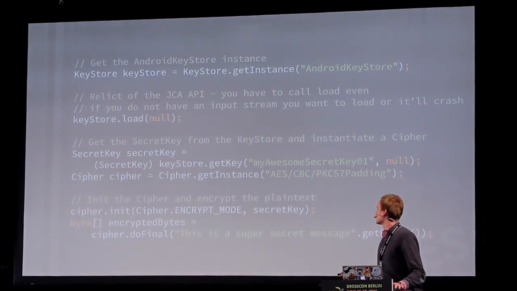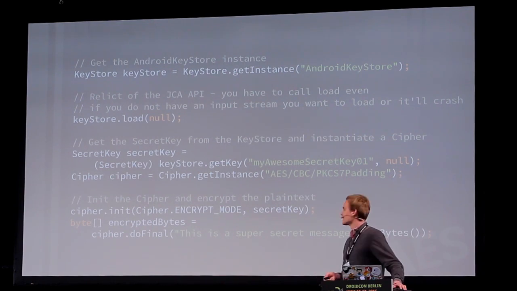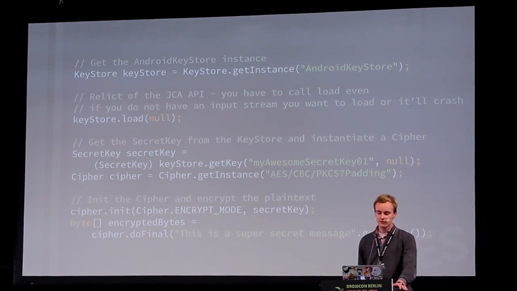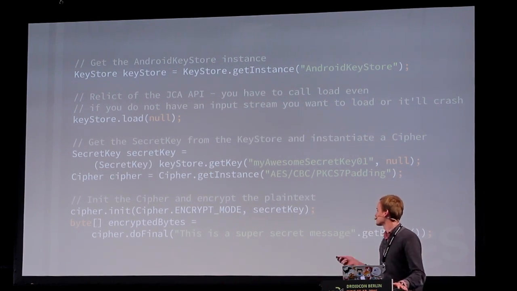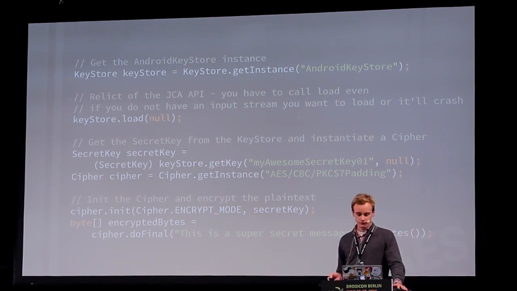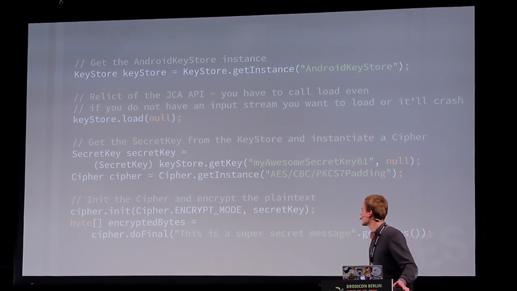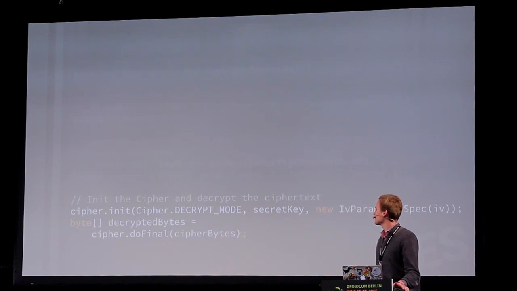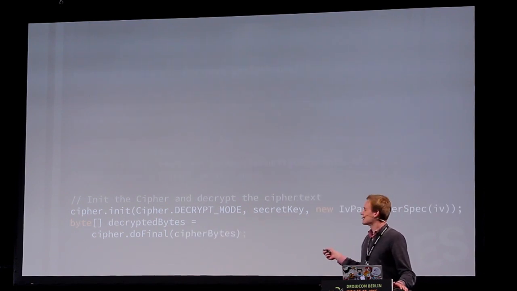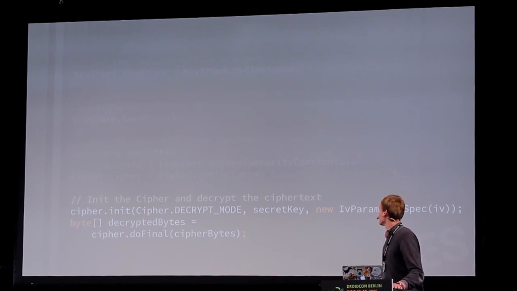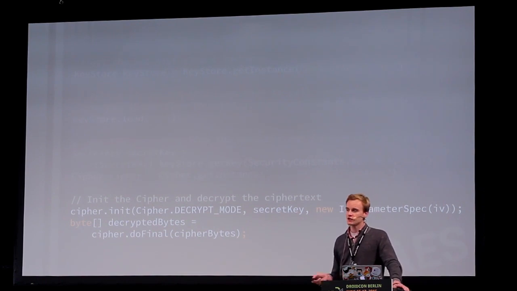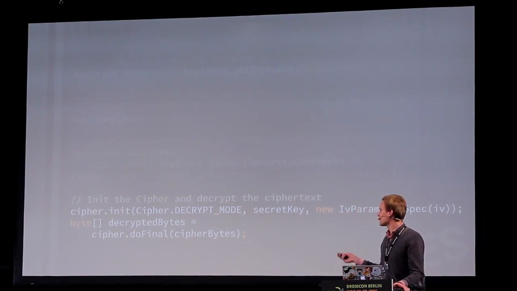And after that, we can simply initialize the cipher and encrypt the plain text, and finally have this encrypted byte array there. It's more or less the same for decrypting. It just changes the last row where we are initializing the cipher with the decrypt mode, and the secret key and the initialization vector, which was generated when we encrypted our bytes. And after that, we just say cipher.doFinal, and we have the decrypted bytes again there.